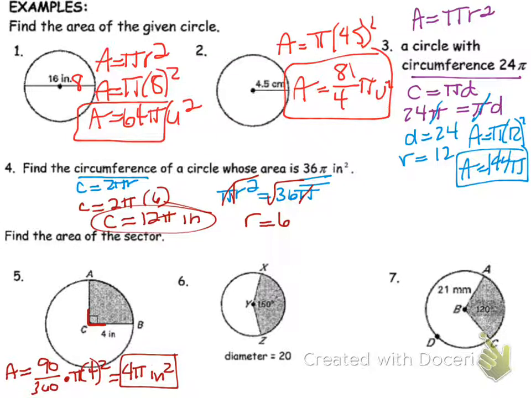Number 6, I see it gives me a diameter of 20. And so that means our radius would be 10. So I'm going to have area equals, the central angle there is 150. So 150 over 360 times pi r squared, so times pi 10 squared. And that would come out to be 125 over 3 pi. And then we don't have units here, so that would just be units squared.